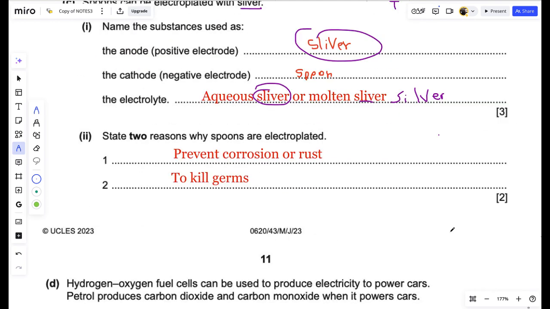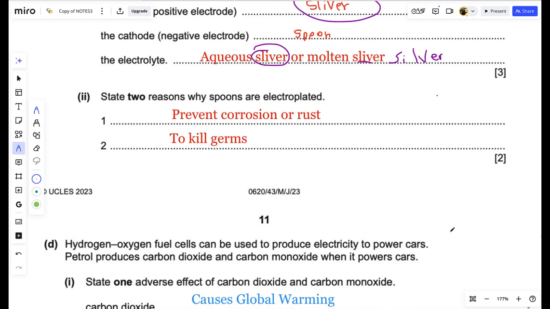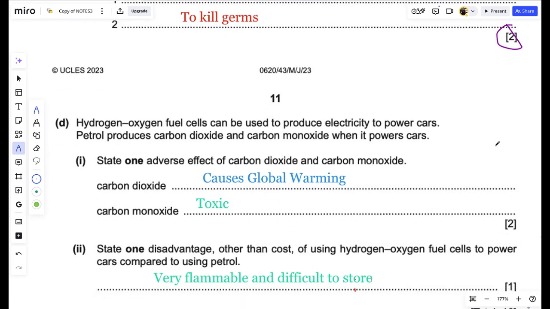Let's move on to the next one. Now, state 2 reasons why spoons are electroplated. You electroplate a spoon to prevent it from rusting, to prevent corrosion, and so on, and also to kill germs. Okay, these are the 2 reasons: to kill germs, and to prevent it from rusting. Now we go to the next one.